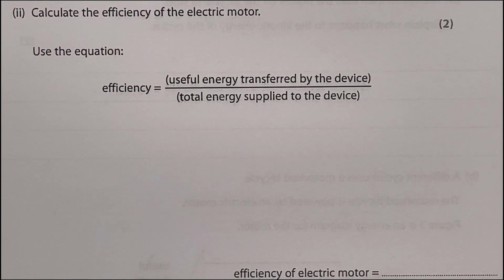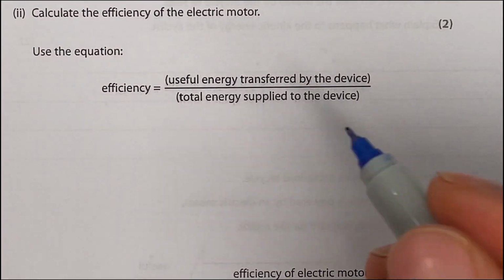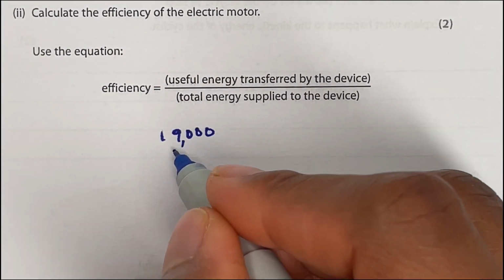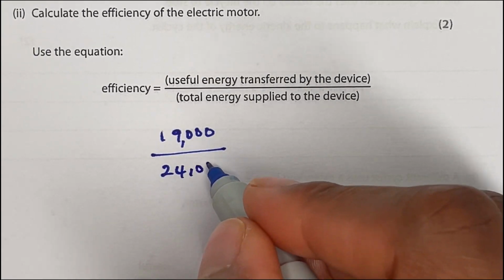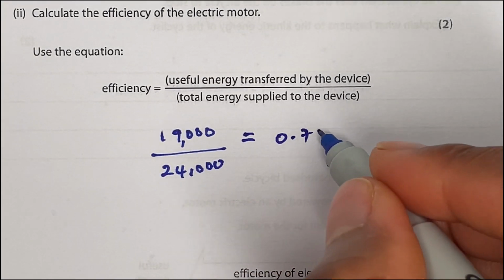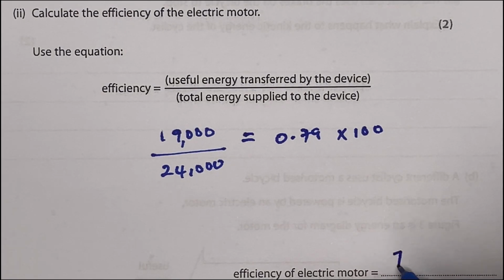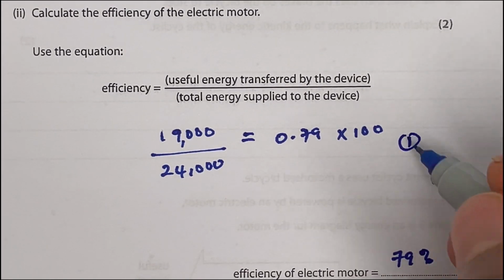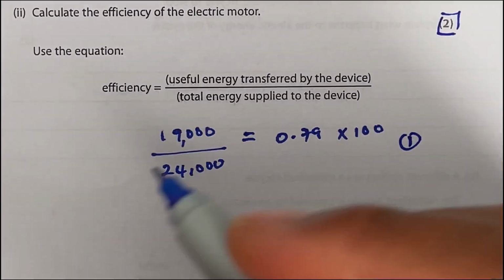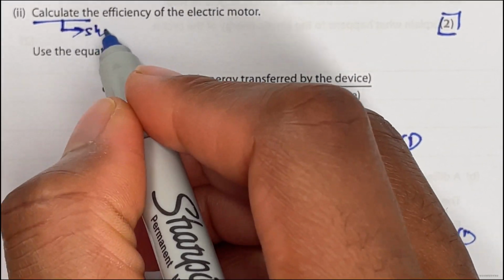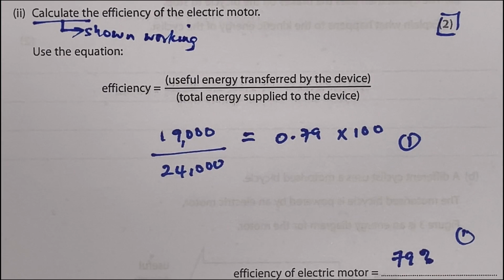Calculate the efficiency of the electric motor. So if the useful energy is 19,000 and the total energy is 24,000, then this will give me 0.79. Then I have to multiply by 100 to give me a percentage. So that would be 79%. 1 mark for my working out, 1 mark for my answer. That completes the 2 marks. And it says calculate, so I've shown my working out and I've given my answer.